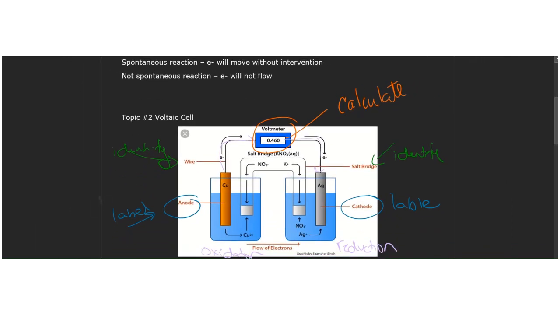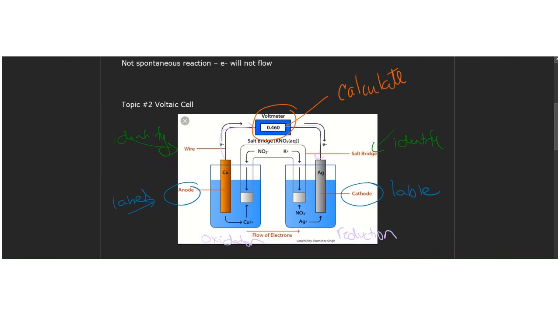So a voltaic cell has two parts, right? An oxidation half cell and a reduction half cell. Electrons flow out of the anode and into the cathode. You need to be able to identify, you need to be able to label, and you need to be able to calculate. So does everybody have their standard reduction tables available for the exam? Okay, so make sure you bring that in.